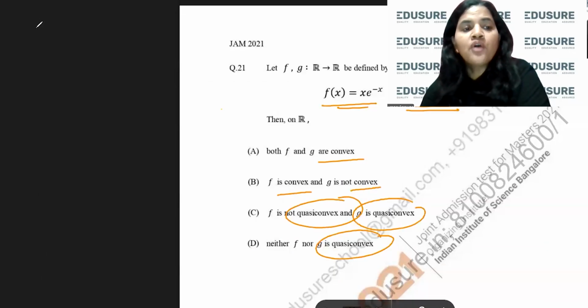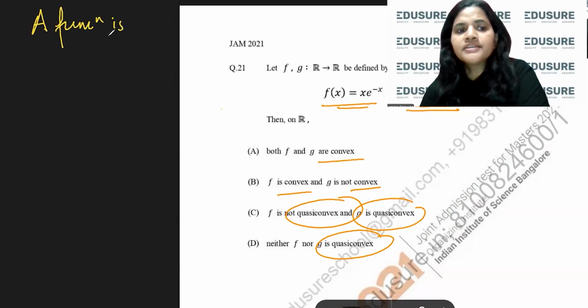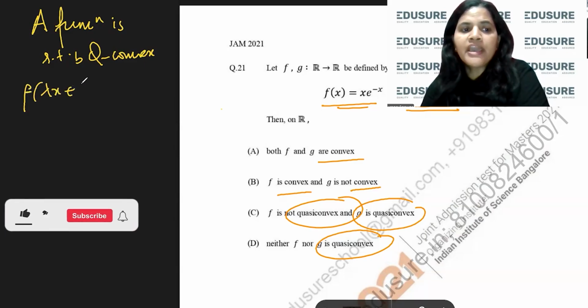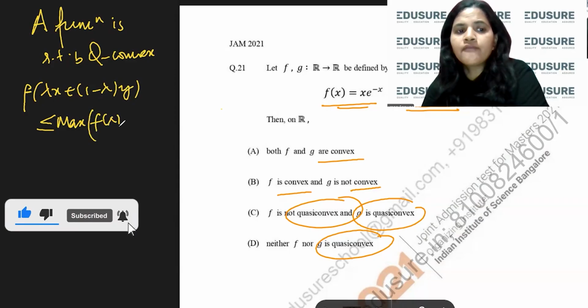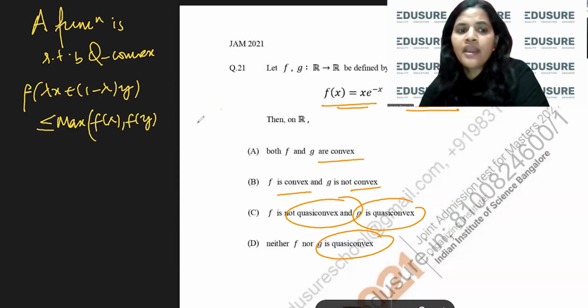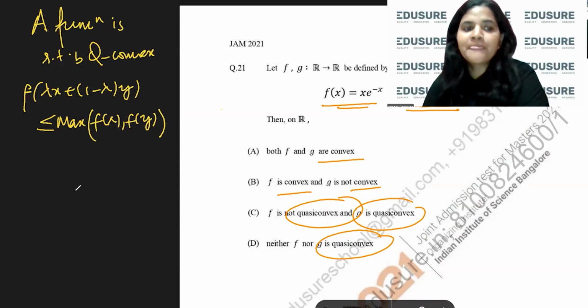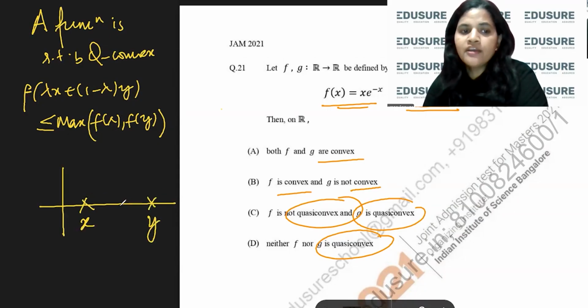A function is said to be quasi-convex if f(λx + (1−λ)y) is less than or equal to the maximum of f(x) and f(y). Basically this is an algebraic definition, so do not get overwhelmed by it. It means, if this is my point x and this is my point y, where λ belongs to the closed interval [0, 1], then any point between x and y is λx + (1−λ)y.